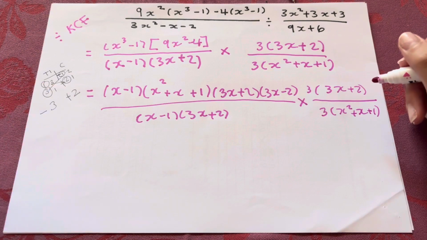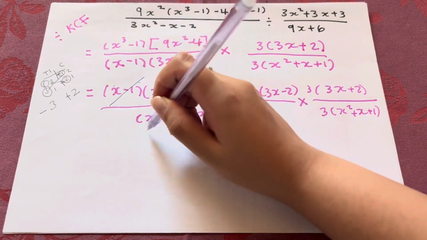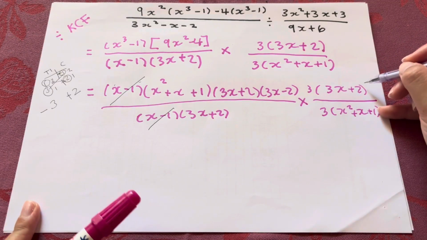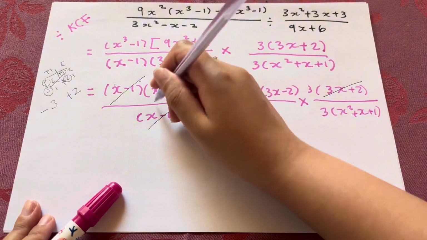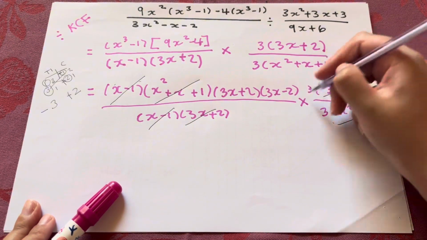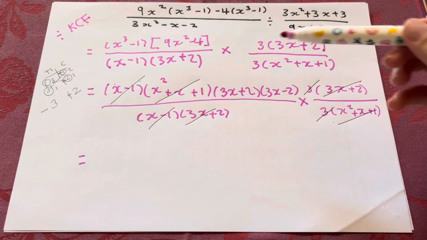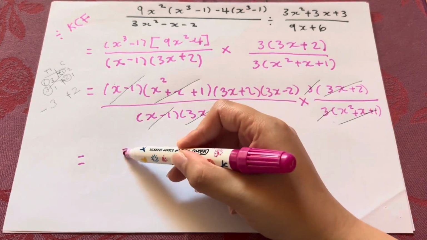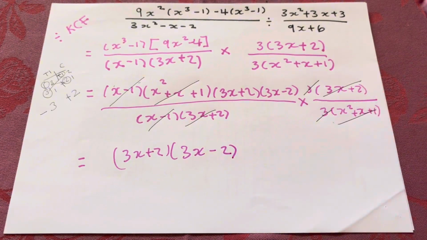Now, students, because this is a monomial expression, see if we can cancel anything out in this monomial. I see an x minus 1 at the top and at the bottom. I see a 3x plus 2 at the top and the bottom. I see this whole trinomial present. And I see 3. So, let's see what we are left with. In the numerator, I'm left with 3x plus 2, 3x minus 2. And in the denominator, there's nothing left. So you are welcome to leave your answer as it is.